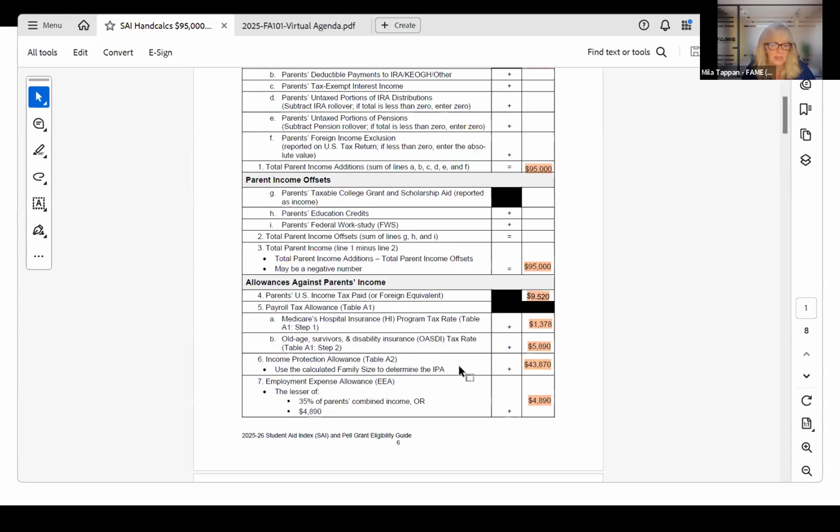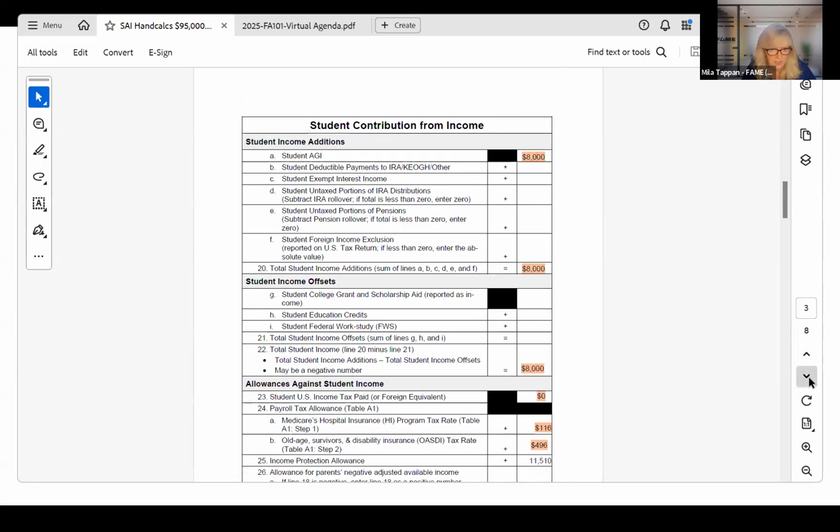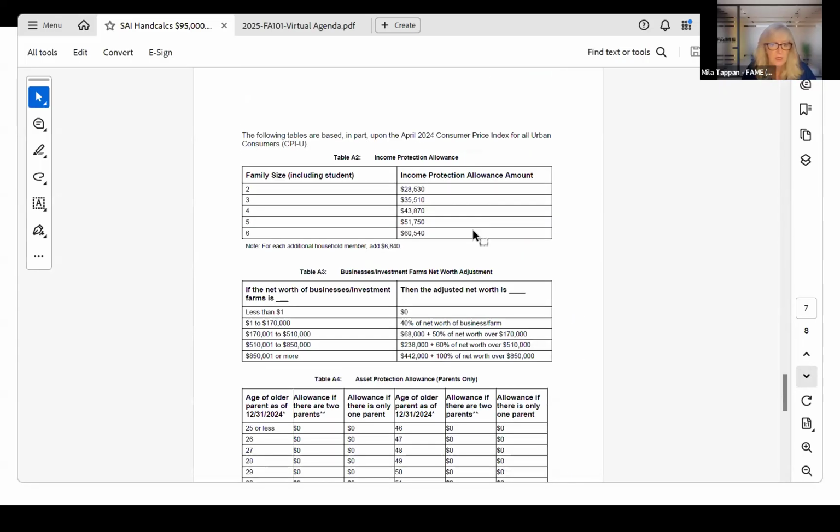The next allowance is the income protection allowance. The formula does recognize that it costs money to run a household. In the case of a family of four, the income protection allowance is $43,870. I'm just going to go over to that table for a moment because I want to show you something. The family size dictates the amount of the income protection allowance. So for that family of four, it is $43,870.